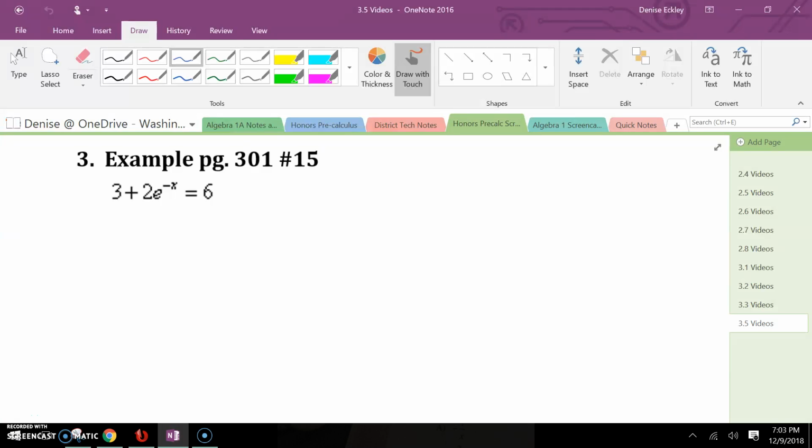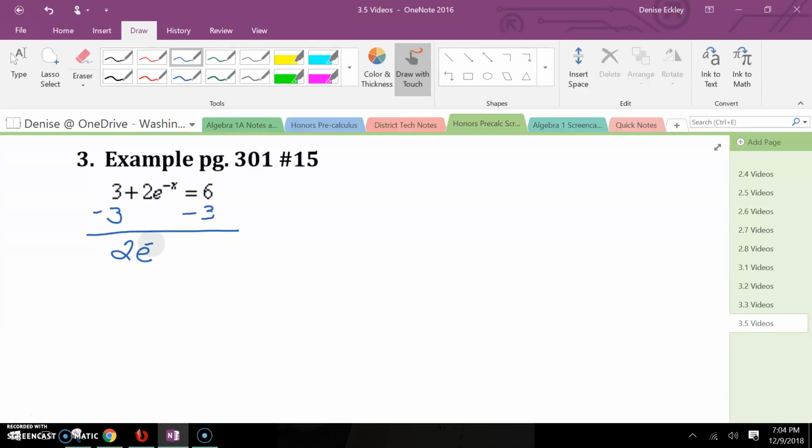Number 15 on page 301 is another exponential equation that we're going to use logarithms to solve. But in this case, our base is e, and we're going to use a natural log, so we'll see how that is applied in this case. With any equation, when you're trying to solve for a variable, you want to first isolate that term. So I'll begin by subtracting 3 from both sides of the equation.